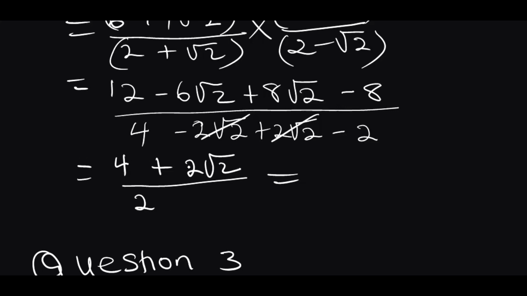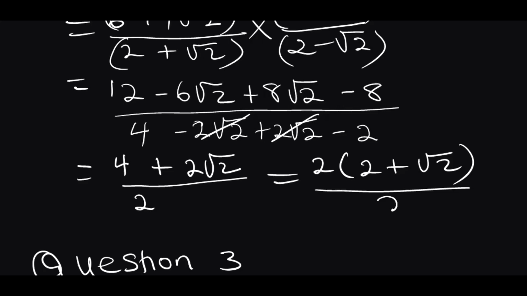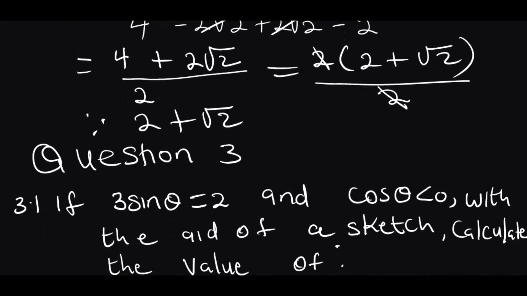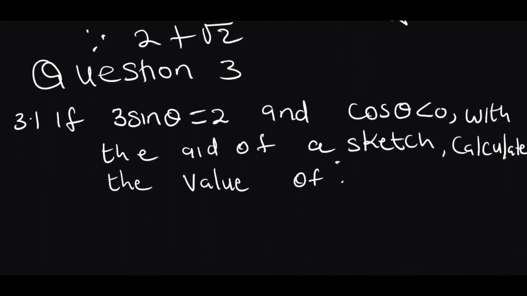Then in the numerator, we can take out the highest common factor, which is 2. Then we will have 2 plus square root 2 all over 2. This 2 and this 2 will divide each other. Therefore, the answer is 2 plus square root 2. Now it is shown that the answer is 2 plus square root of 2. Now let us move on to question 3.